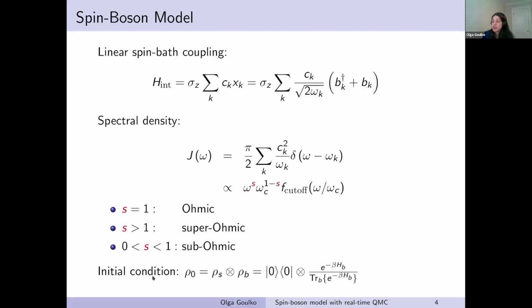I also want to mention the initial condition. So here we will use the factorized initial condition. So we assume that the bath is in thermal equilibrium without any system-bath coupling, and the spin is held in one of the two states. And then when we turn on the time evolution, we will couple the two. But it's also possible to consider other initial conditions. For instance, we could equilibrate the bath together with the system while keeping the system fixed, and then release it and allow it to change. And this will affect the dynamics of the problem.